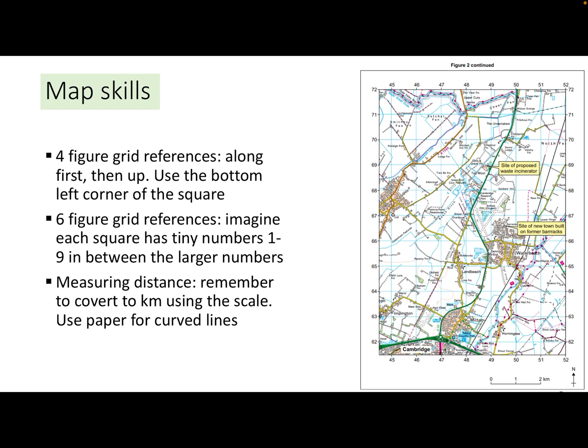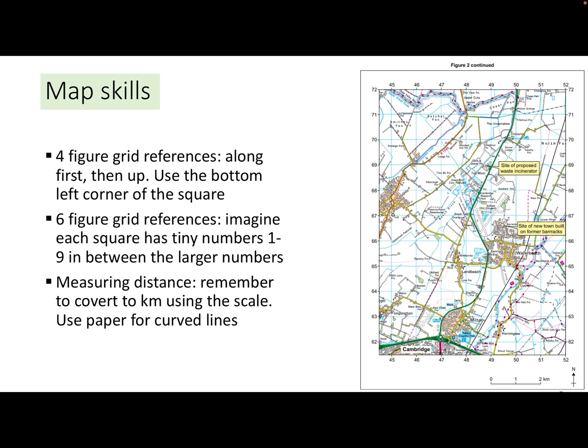Just a reminder that 4-figure grid references, you need to go along the corridor first and then up the side, and if you're looking at a particular square, it's the bottom left corner of the square that you want. So if you're trying to give a 4-figure grid reference, look at the square you want, look at the bottom left corner of that square, and then give the number on the bottom first, then the number on the side.